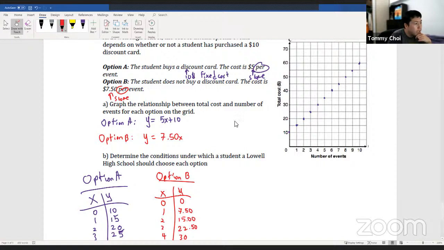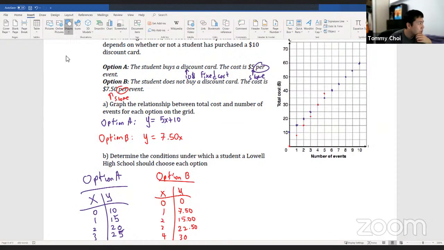For option B, it's a little trickier to draw because we are drawing 7.50s. So it starts at 0, 0. Then for 1, 7.50 would be around here. $15 is here. 22.50 is around here. And then 37.5. And we kind of can't draw that perfectly, so we can actually just include our lines. So I'm going to draw my first line.